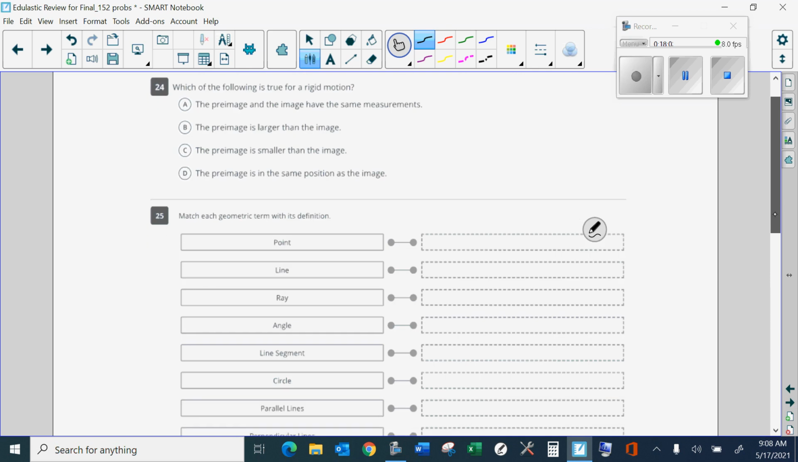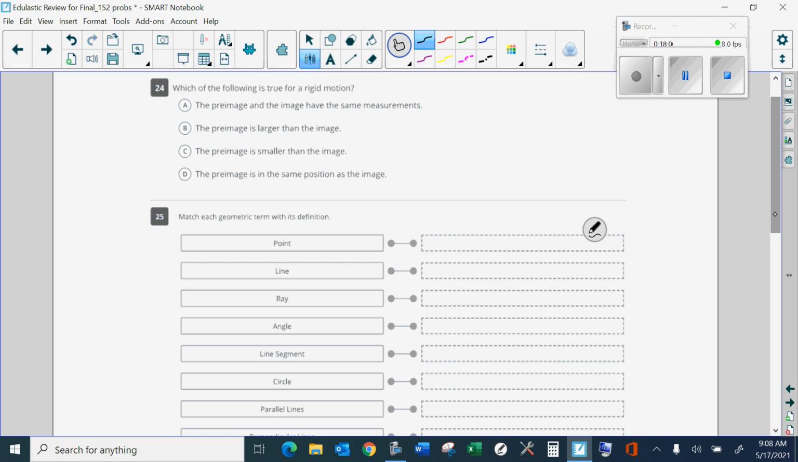Which of the following is true for rigid motion? Okay, it's not larger, that'd be a dilation. Rigid motions are reflections. Another word for a rigid motion, remember, isometry. So you gotta remember that, isometry. So you have your reflection, translation, rotation, glide reflection. Okay, they don't focus on the glide reflection.